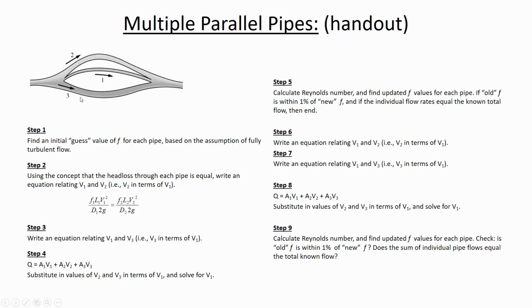So you could write an equation that relates velocity 1 to velocity 2. You can also write an equation that relates velocity 1 to velocity 3, because the head loss through pipe 1 equals the head loss through pipe 2, and that also equals the head loss through pipe 3. So all of the head losses are the same. Now just to make things even more clear, I've put together a little help handout here.